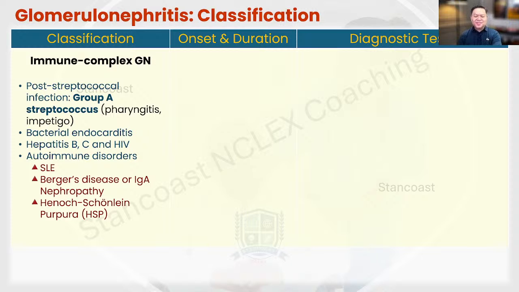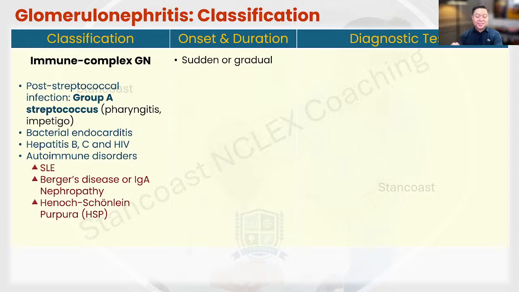Now, if you're going to ask, what is the onset and the duration of the immune complex type of glomerulonephritis? Well, it's going to be either sudden or gradual, because this is dependent upon the underlying cause and also the response to treatment. So it will vary according to what disorder the patient has, okay? If it's an infectious type or an autoimmune type, it's really going to be variable at this point.